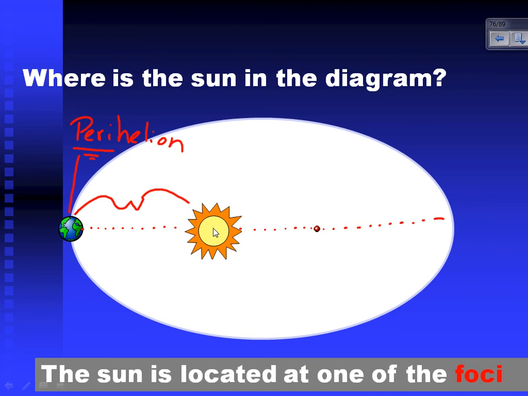All right, 6 months later, though, we're way over here, right? And we call this position the aphelion position. This is when we are furthest from the Sun. You can see our distance is much greater. So I think it's a good idea to label these two positions on the diagram in your notes, right? We have a perihelion and we have an aphelion position.